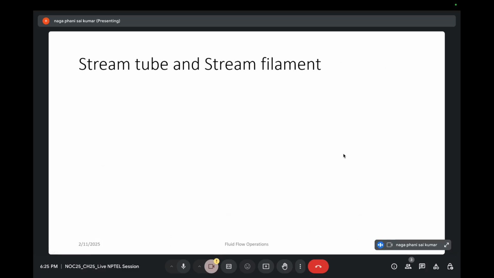So we have the stream tube and the stream filament. Let me quickly draw the diagram first.